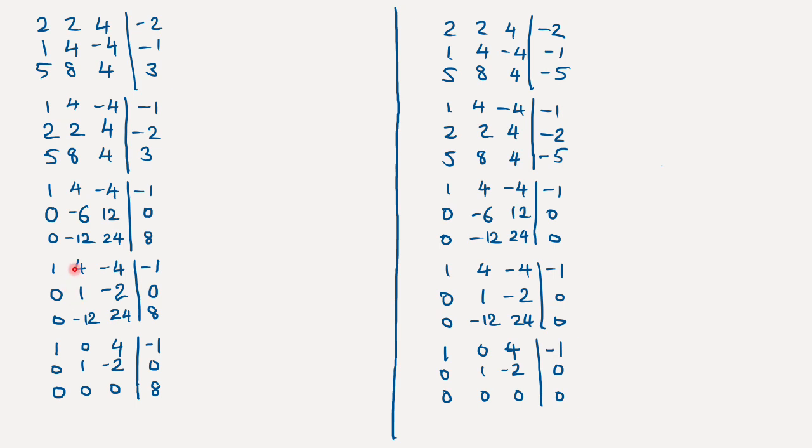And then next I want to get a 1 here, and so I divide this whole row by minus 6. So that's what this step is. And then I want to get zeros here and here. So to get a 0 here, I subtract 4 times the second row, and to get a 0 here, I add 12 times the second row. And I end up with this system here. And when I do that, I end up with another 0 here. So I've got zeros all the way across, but I have a non-zero on the right hand side of the line. So that means there's no solution.